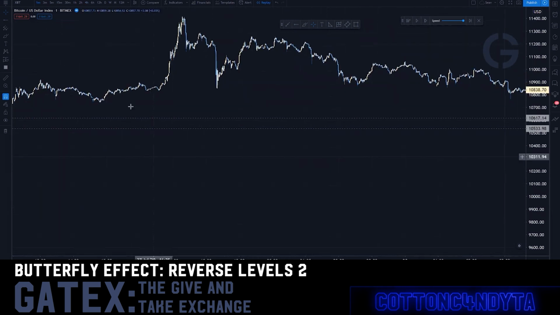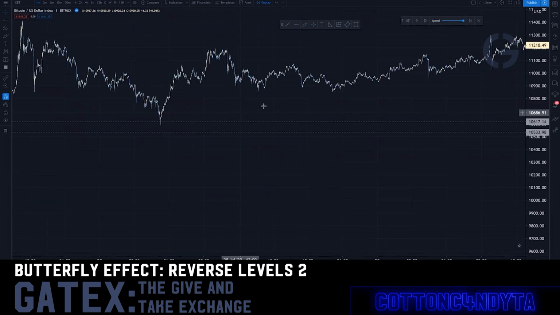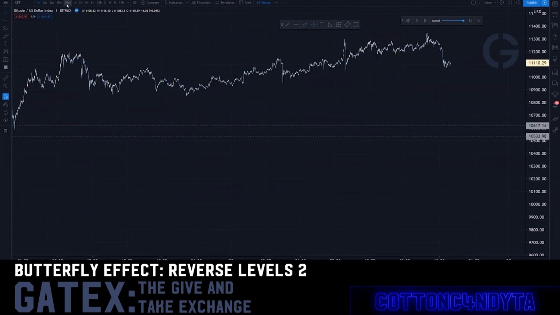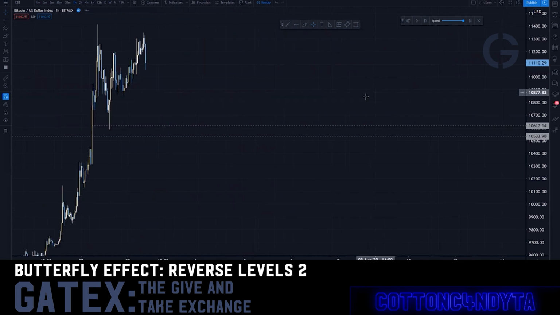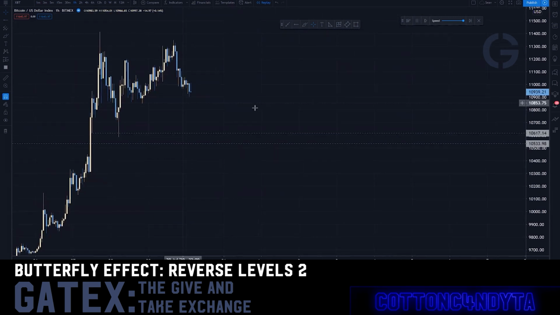Okay. Base of a move. Reverse level, 10.6 buy in the future again. That's going to be the base of the move in the future. It's thin, but it's there.